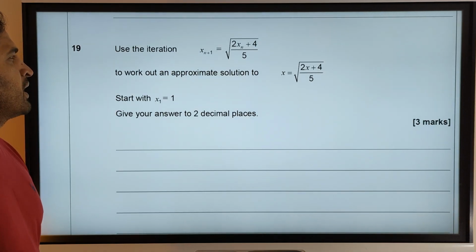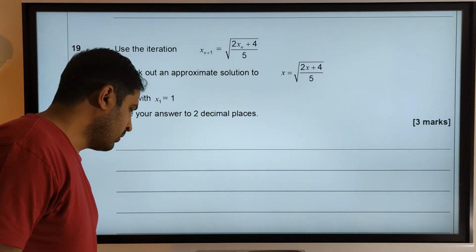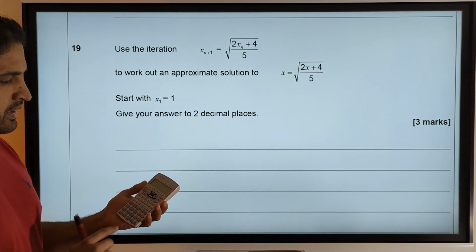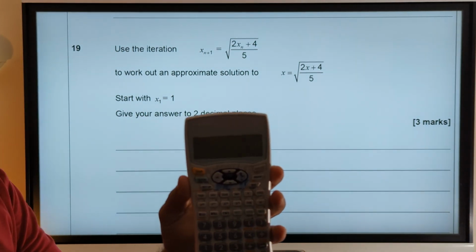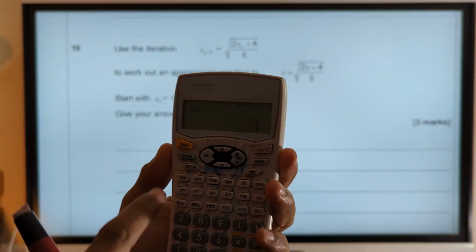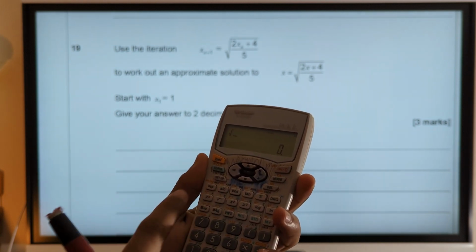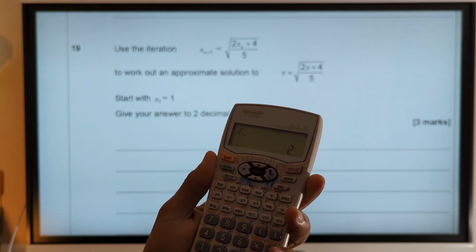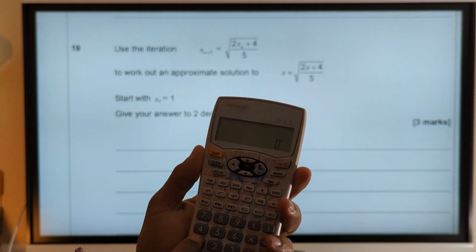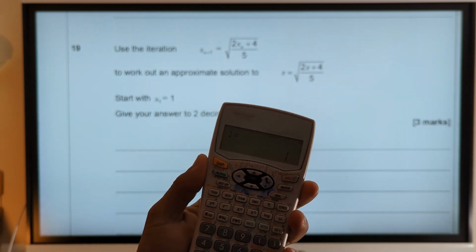To work out the approximation to the solution, this. Okay, so start with x equal to 1, and this is all calculator work. Okay, so we're going to put 1 and press equal. I'm going to try to talk close to the mic here and work through that. Okay, I have to start again. 1 equal. So 1 is now saved as an answer in your calculator.